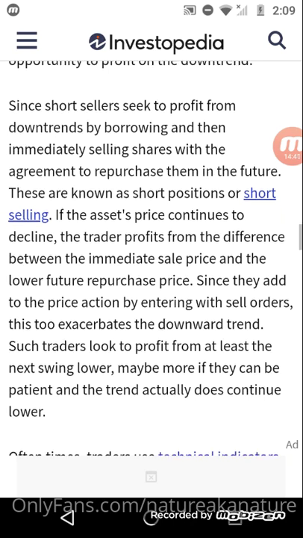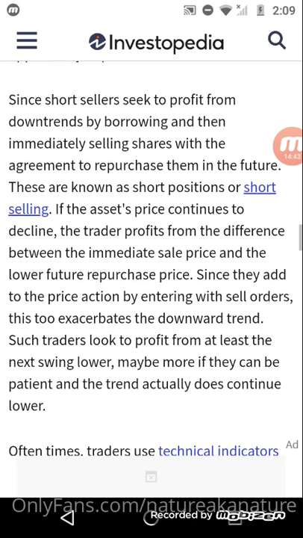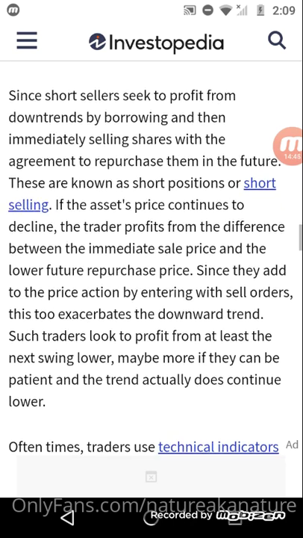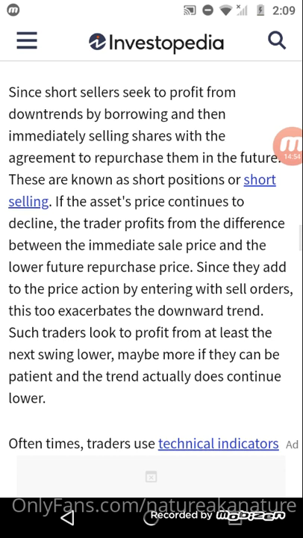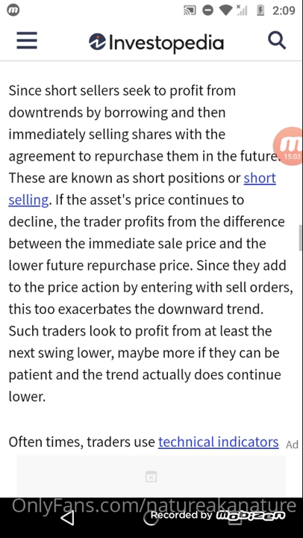If the asset price continues to decline, the traders profit from the difference between the immediate sale price and the lower future repurchase price. Since they add to the price action by entering with sell orders, this too accelerates the downward trend. Such traders look to profit from at least the next swing low, and maybe more if they can be patient and the trend actually does continue lower. So you actually have to be patient. If you're in a trade and you see it's going lower, be patient, because it's going to continue going lower.